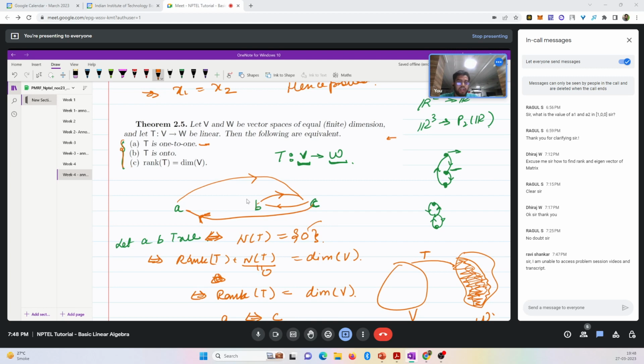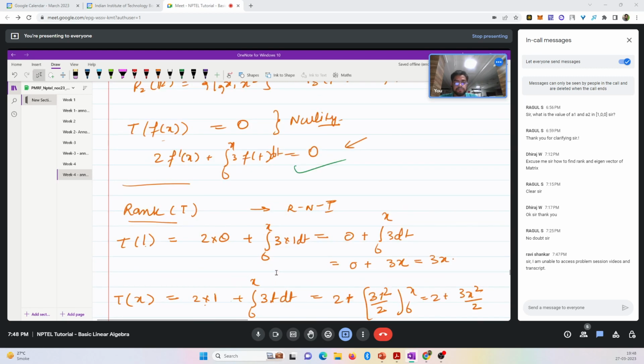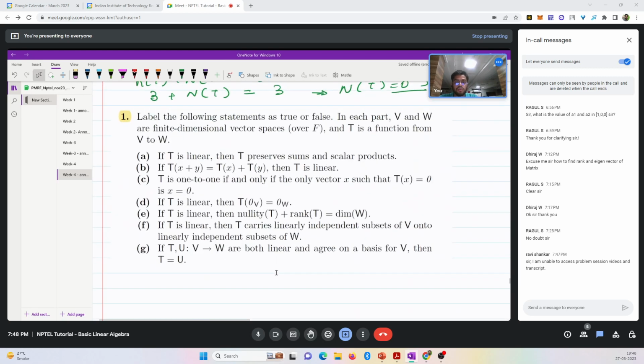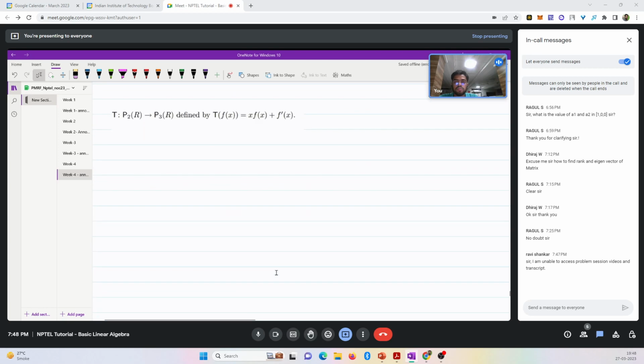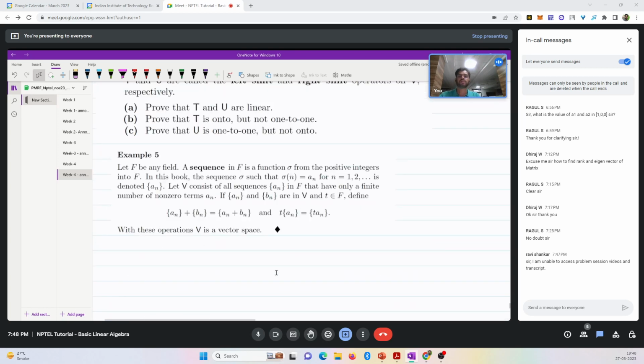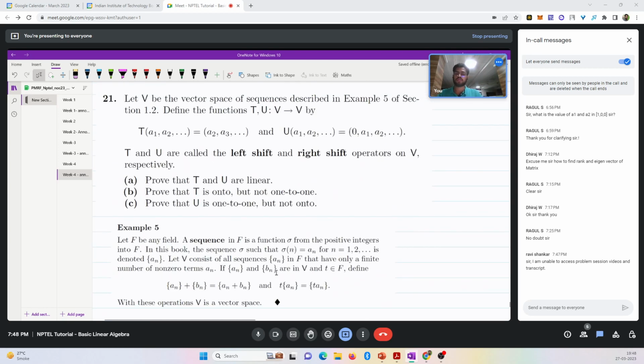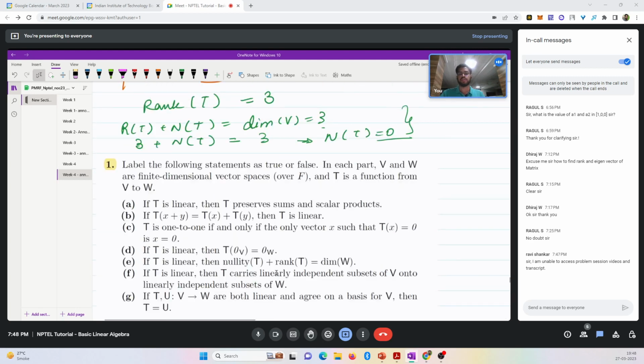The proof might not be that interesting or appealing, but its applications are many. So if you have any linear transformation such that the dimensions of V and W are the same, then proving one of them can lead you to the other two. We'll see with the help of examples. Let's try to do true false, and then we can do this last one also.